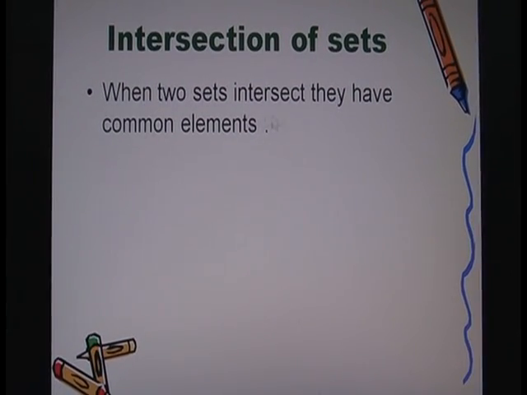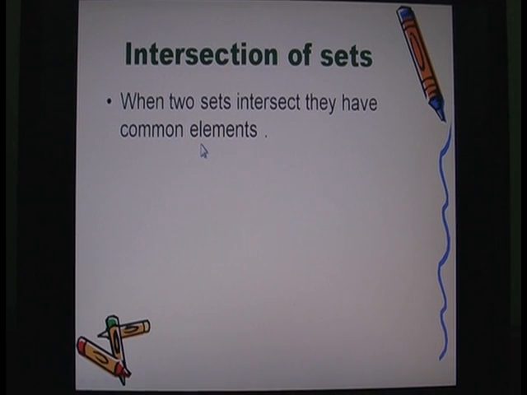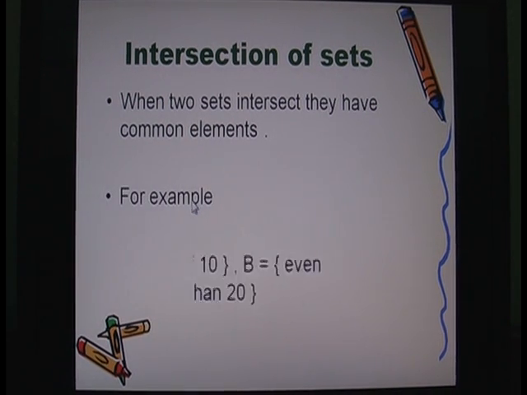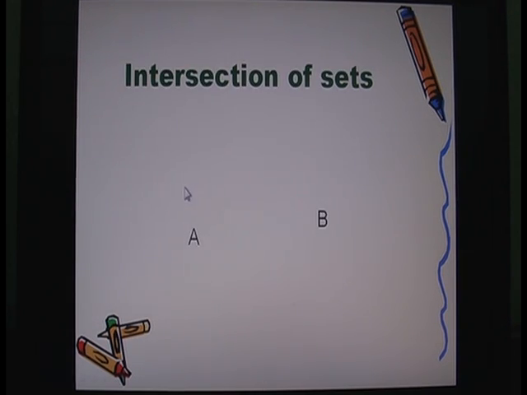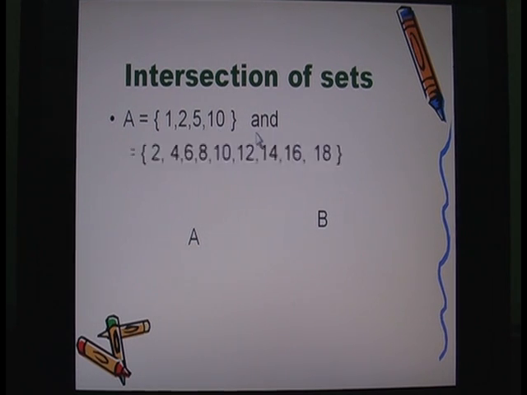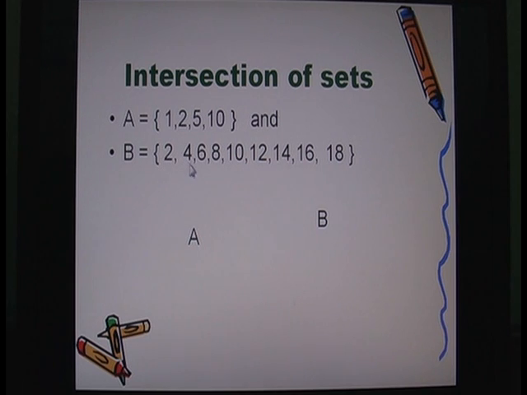Intersection of sets. When two sets intersect, they have common what? Elements. For example, A is equal to factors of what? 10, while B is equal to even numbers less than 20. Now, intersection of sets. So we're going to list the elements of A first. So we have 1, 2, 5, and 10, and then list the elements of B, 2, 4, 6, 8, 10, 12, 14, 16, and what? 18. Let's draw our diagram.